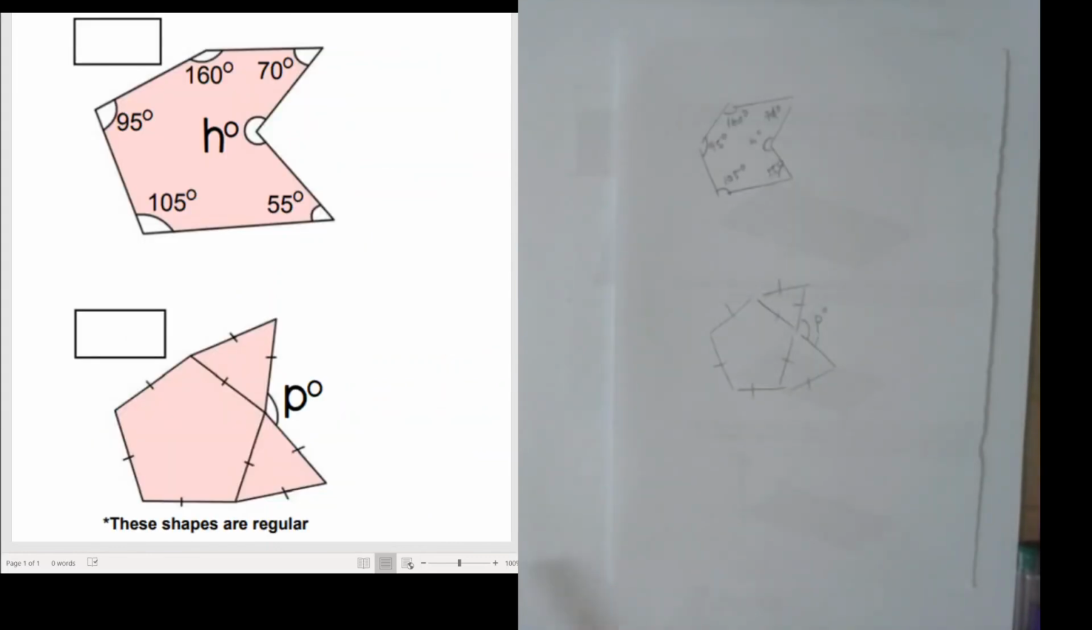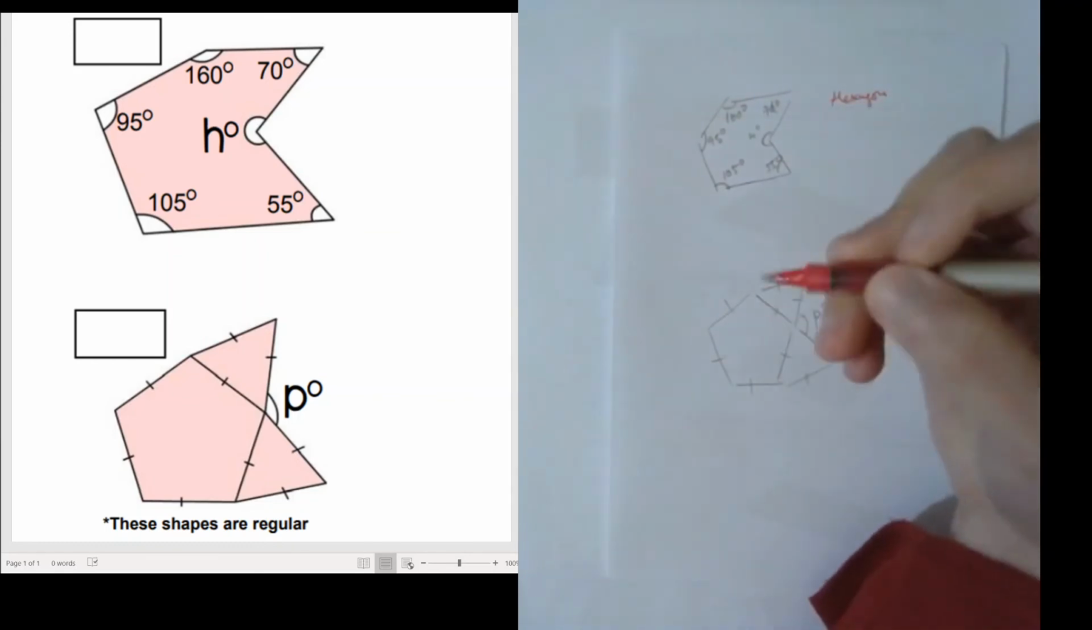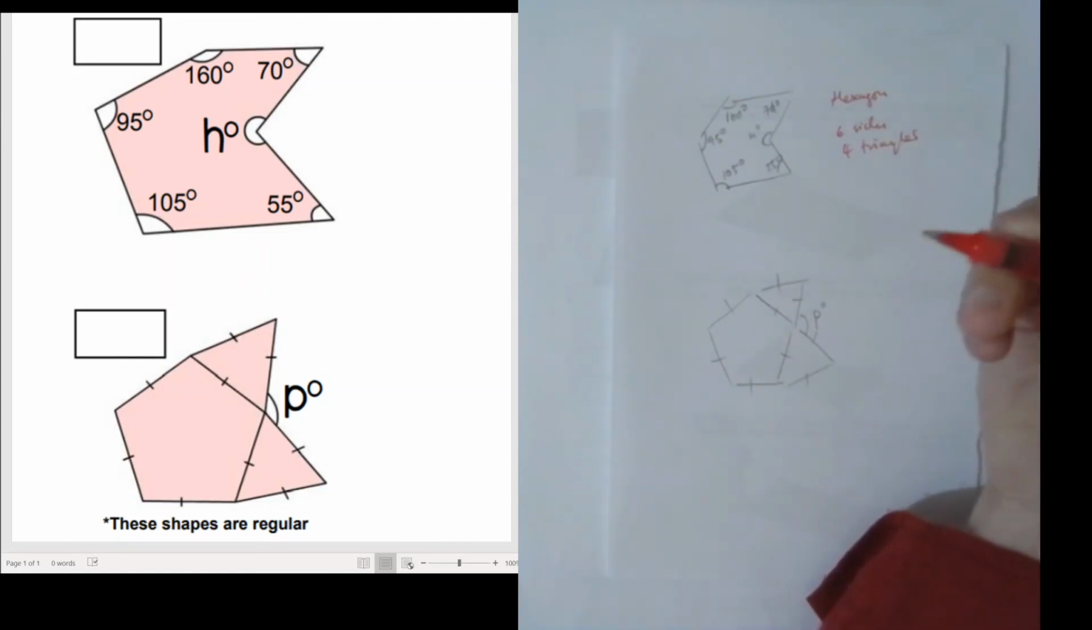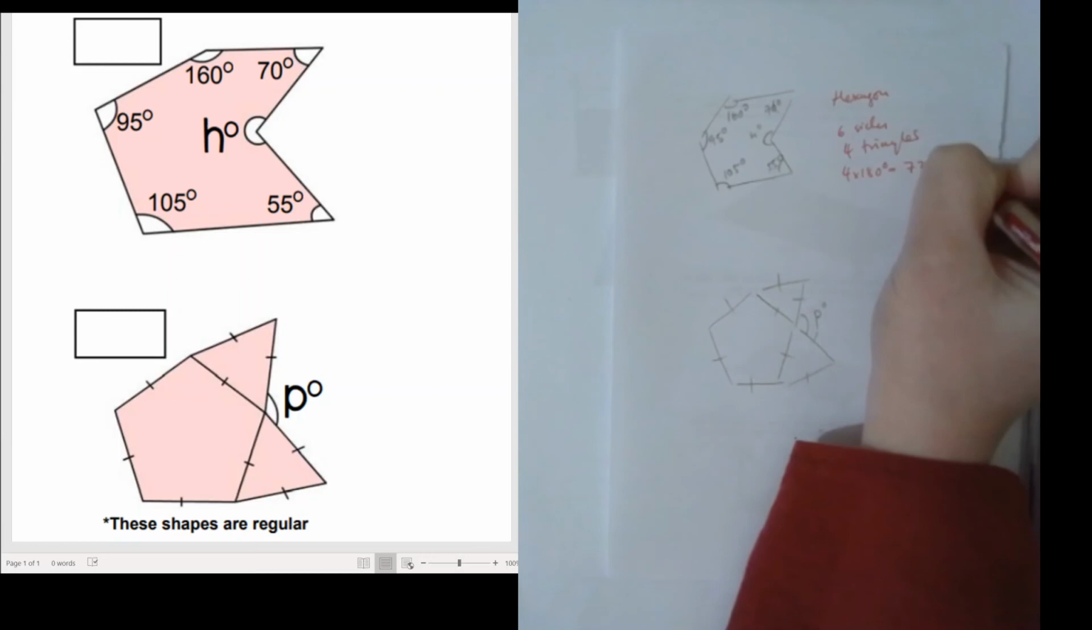Okay, so a couple of other questions for you that use this. So what would I do? Up here, I have a hexagon. So in terms of the hexagon, I think, well, it's 6 sides. So that means 4 triangles, right? So if there are 4 triangles, that needs to be 4 times 180 degrees, which is 720.